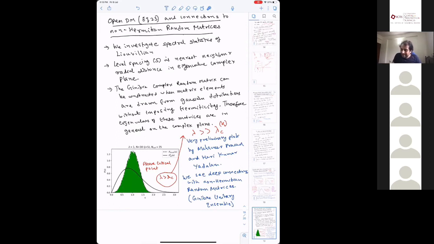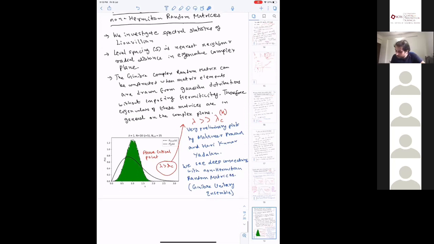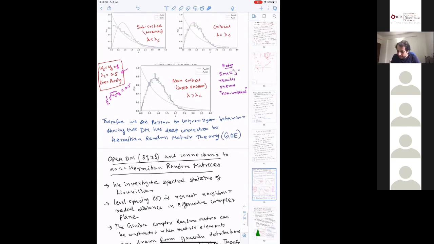It is not entirely clear what happens for lambda less than lambda c. It is not entirely obvious that we will get something else, so I will not make any comment about that. But all I wanted to say is that this whole idea of open quantum systems can be used to understand possible connections to non-Hermitian random matrices such as Ginibre unitary ensembles and so on. So that is what I wanted to say.